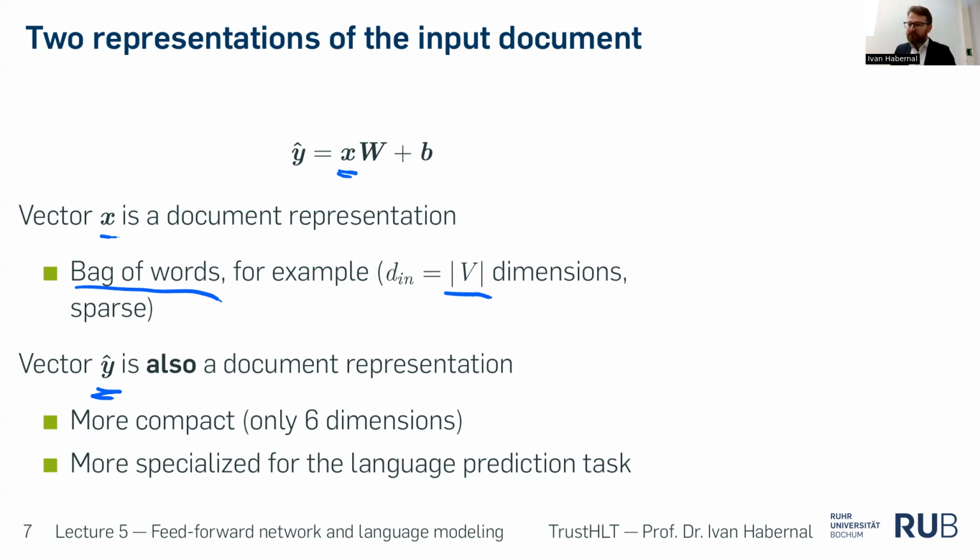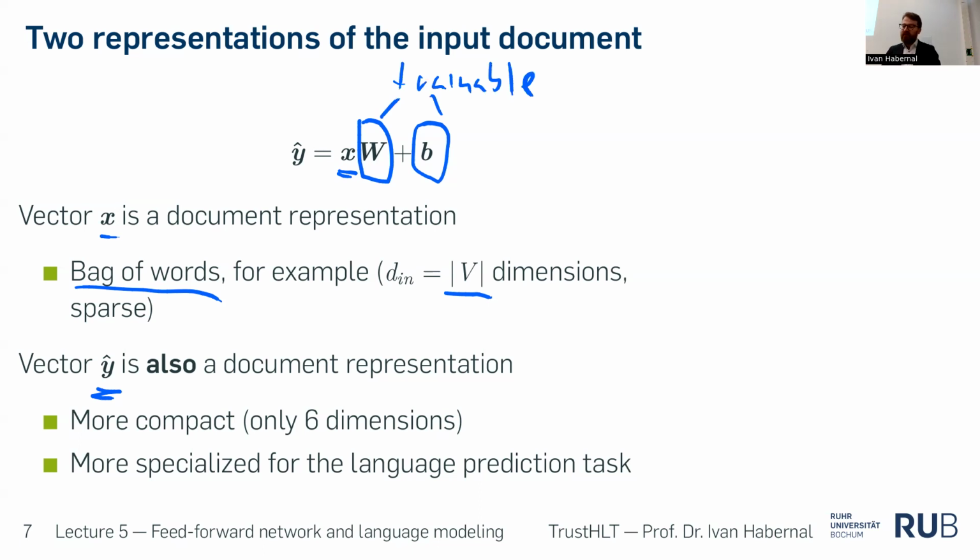And of course, this W, as you might remember, and the bias, these are parameters which we are going to learn. So these are learnable parameters. We can learn how to project from one space to another space, from one representation to another representation. So we are learning representations of a document. This projection will be learned. This is trainable.